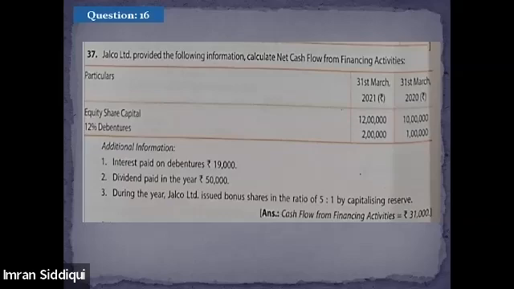Then we have 12% debenture. At the beginning, it was 1 lakh, and at the end of the year, it is 2 lakh. Then interest paid on debenture is 19,000, which is given in the question directly. Dividend paid in the year is 50,000. During the year, Jalco Limited issued bonus share in the ratio of 5:1 by capitalizing reserve. So, how are we going to solve this section?